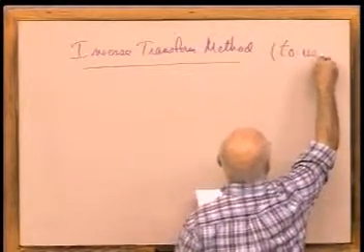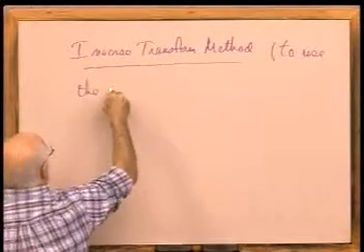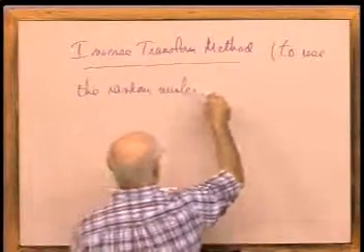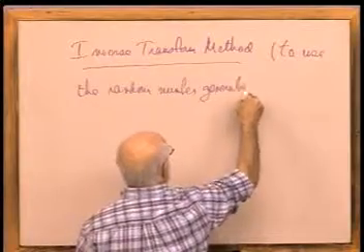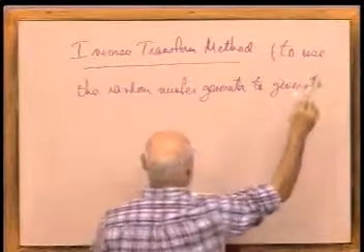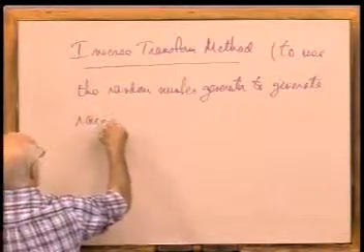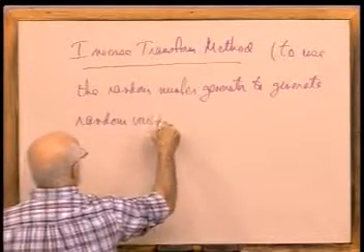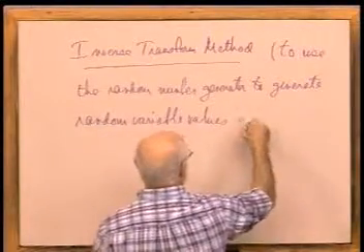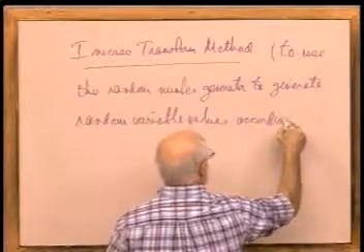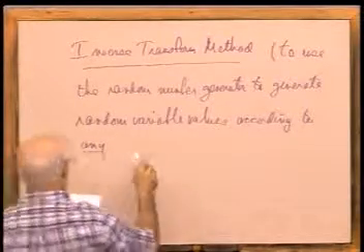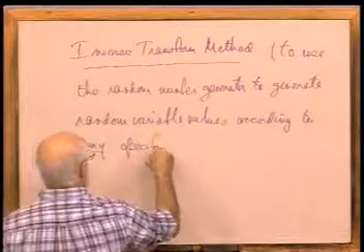Okay, so here's what this is for. It's to use the random number generator that's in the computer, which you've already used in the birthday problem, to generate random variable values according to any, underline any, specified distribution function.